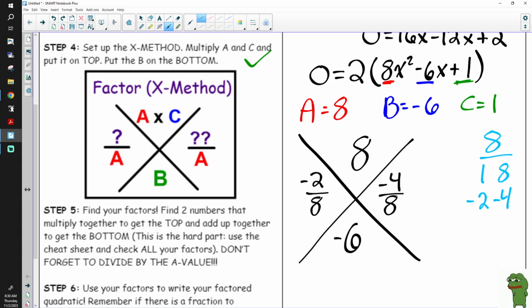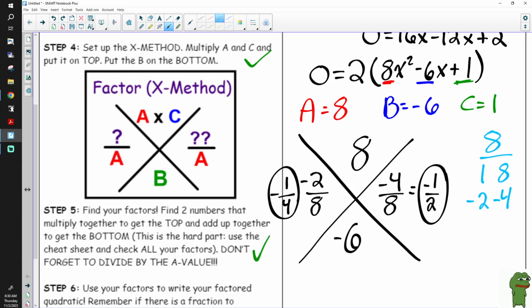I agree. -1/2 and -1/4. Those are our factors. Question so far. Step 5, done.